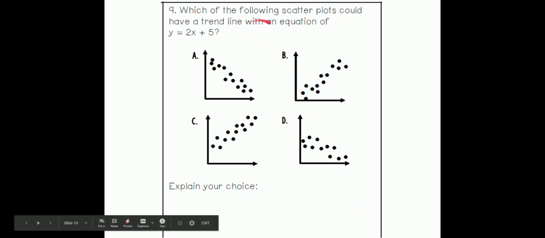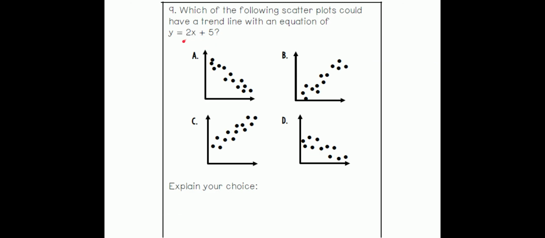Next, which of the following scatter plots could have a trend line with an equation of y equals 2x plus 5? This is going to require some thinking. Now you have to remember what these numbers mean. 2x is the slope. So a slope of 2, you know it's positive, which means it should be going upward. So A is not positive, and that also eliminates D because D also looks like it's a negative relationship or trend. But C has a positive trend line, and B would also have a positive trend line.